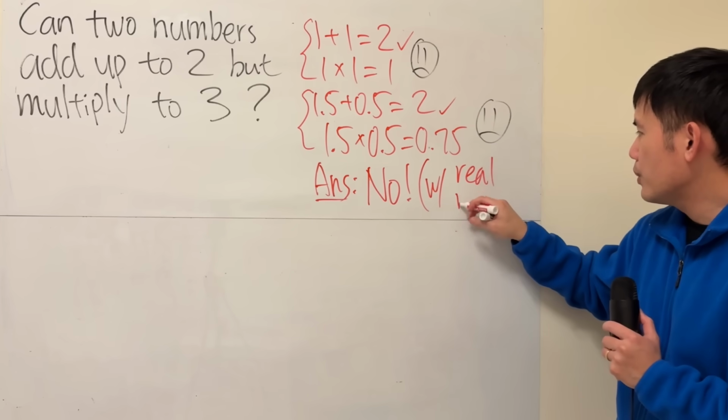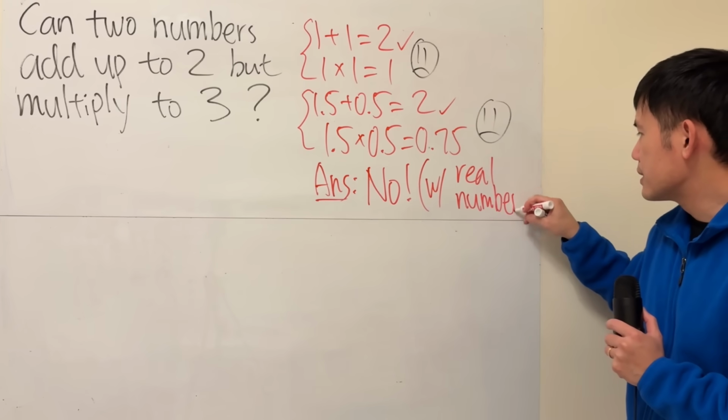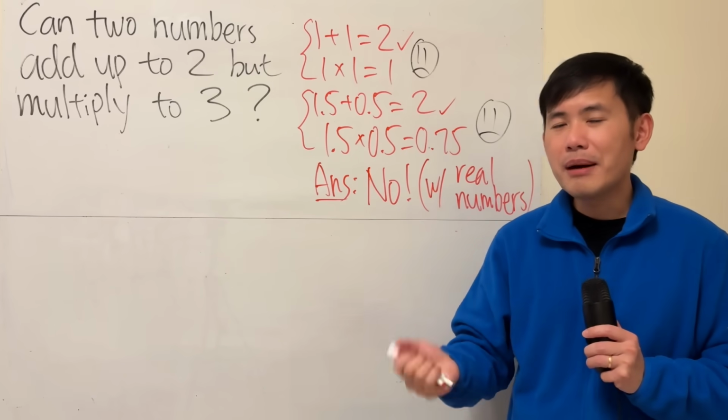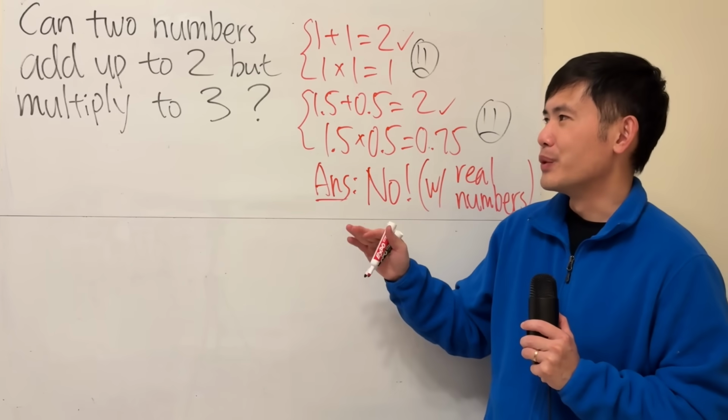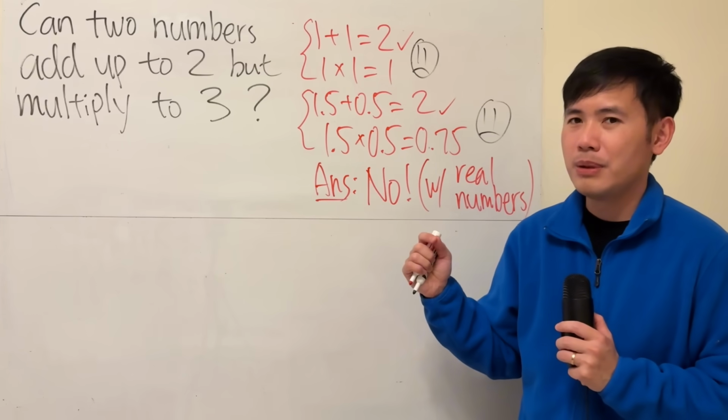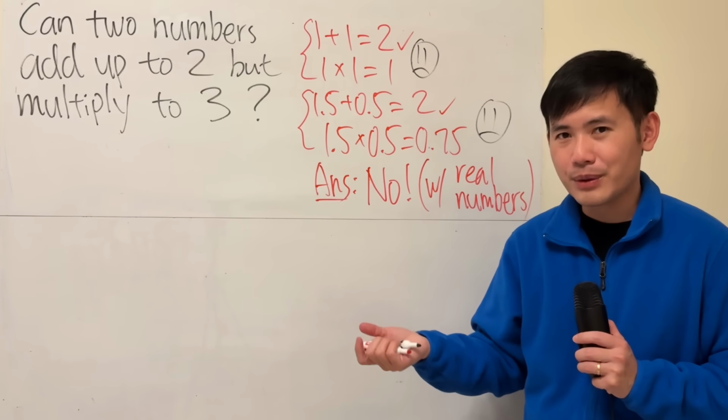You will really have to say, no, it's not possible if you just use real numbers. No, with real numbers. So what that means is, if you use complex numbers, in fact, we do have a pair of two numbers that add up to 2 and multiply to 3. So let's see how we can do it.